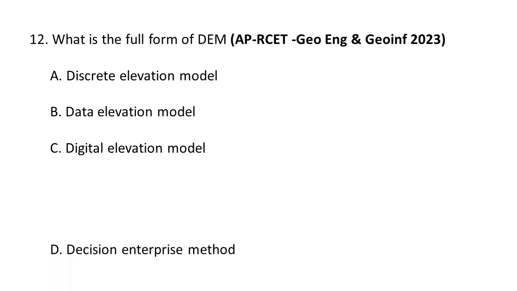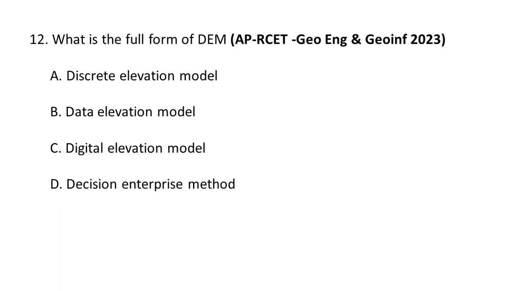Next question. What is the full form of DEM? So very simple question. A, discrete elevation model. B, data elevation model. C, digital elevation model, and D, decision enterprise model or decision enterprise method. So DEM is known as a digital elevation model.